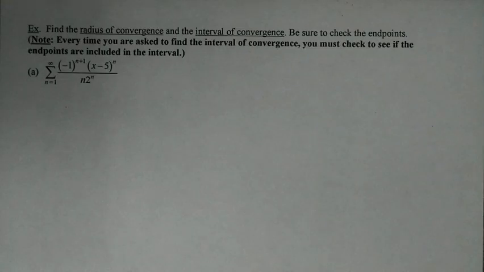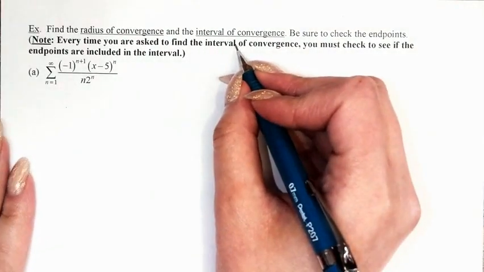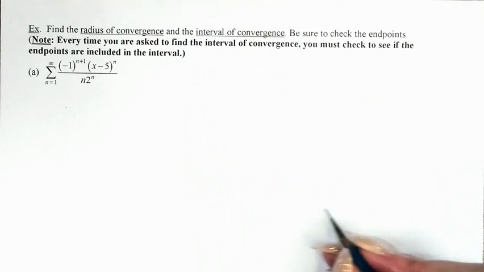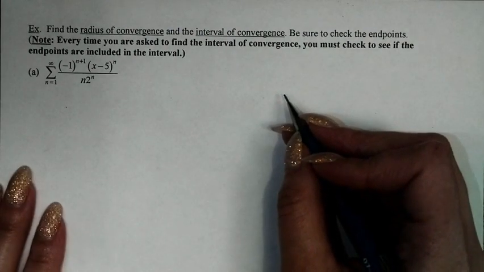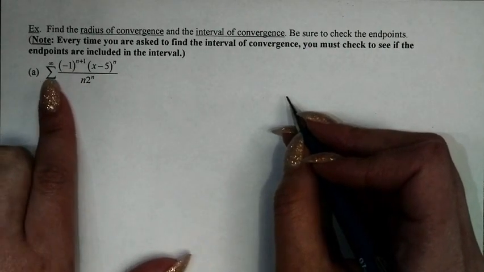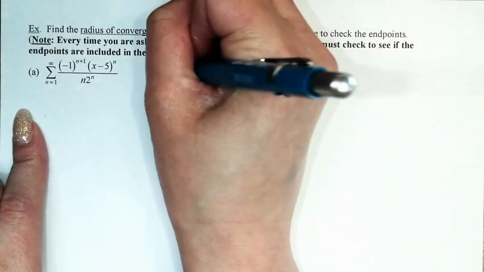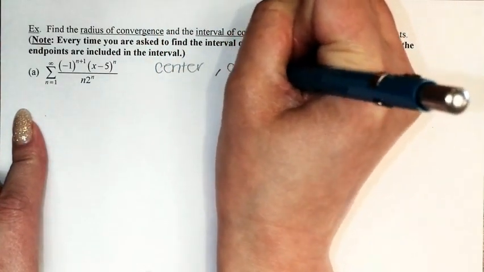The first example that we have here, they are asking you to find the radius of convergence and interval of convergence, and they want you to make sure to check the endpoints, okay? So what are you going to do here? Here you can recognize immediately that your center, by the way, your center is 5. Do you agree with that?